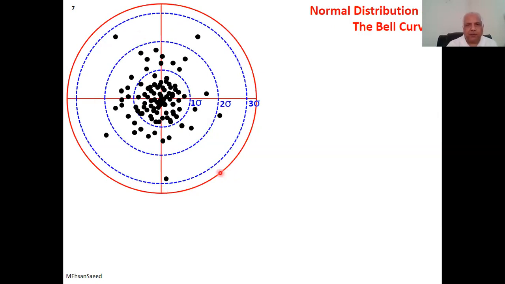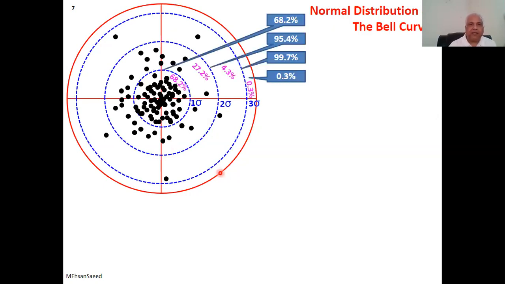So what is so interesting about this result? Well, the interesting thing is that 68 of those 100 bullets have landed within the first circle, or first standard deviation. Then another 27 bullets have landed between the first and the second standard deviation circle, making a total of 68 plus 27, 95 bullets lying within two standard deviations. And then you will find that another four bullets have landed between the second and third standard deviation.